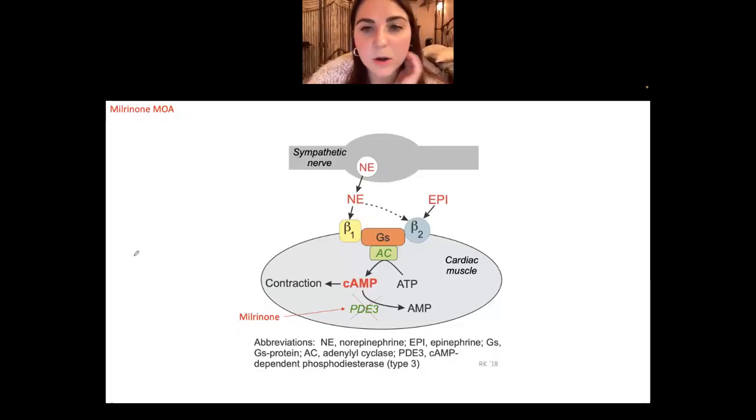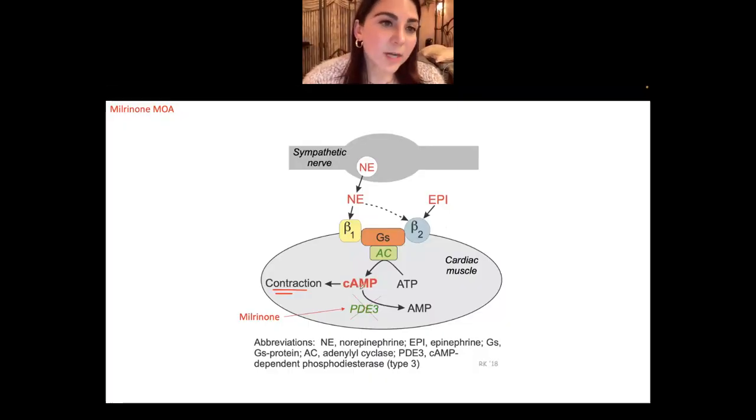Okay, so here's milrinone. I know you guys had on your thing phosphodiesterase 3 and phosphodiesterase 5 inhibitors. Milrinone is a phosphodiesterase 3 inhibitor. To understand what a phosphodiesterase inhibitor is, it's again a G protein coupled thing. So norepinephrine binds to beta 1, binds to beta 2 as well. Beta 1 and beta 2 receptors are Gs coupled. So that's going to cause adenylate cyclase to make cyclic AMP. And once you get cyclic AMP from beta 1 and beta 2 stimulation, you get contraction.